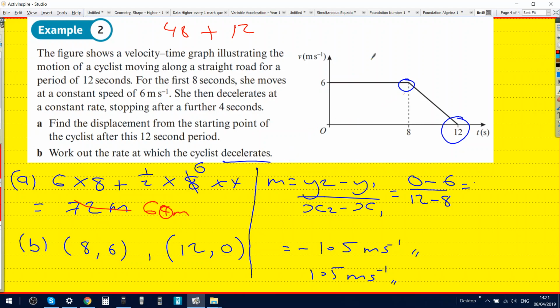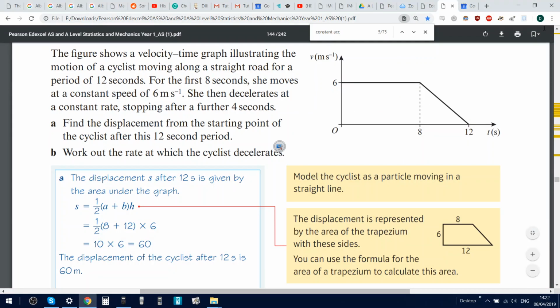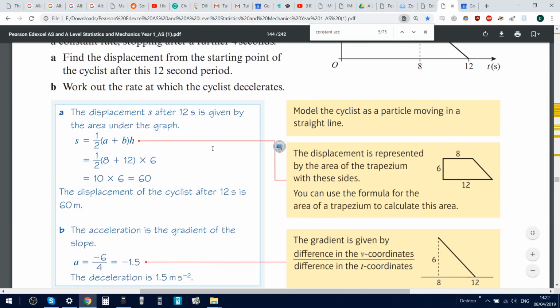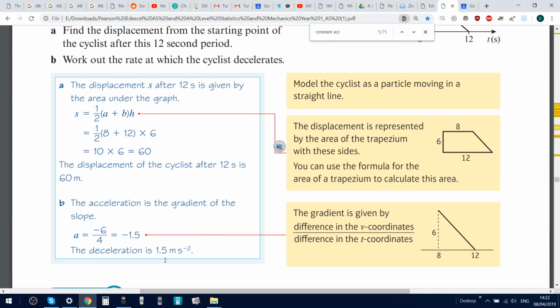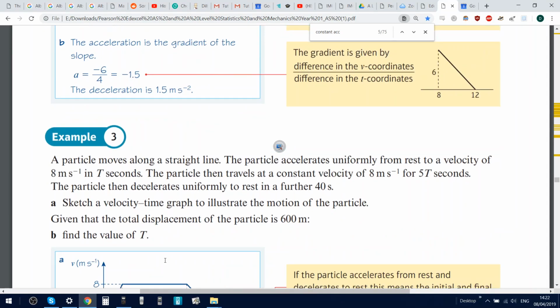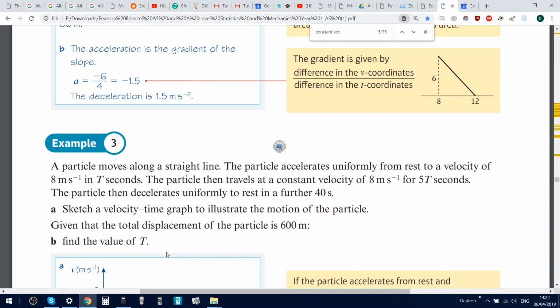They did it as a trapezium, and so for this one it wouldn't make much of a difference, but for the one before it would make a big difference. Trapezium, a half (A plus B) H, where A and B are the two parallel sides, and H is the perpendicular height. So I think that would be the easiest way to go about these ones for the area. Okay. Yeah, deceleration 1.5. Any questions about that one?